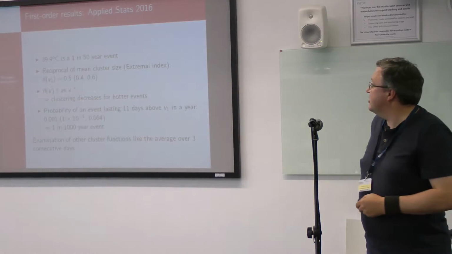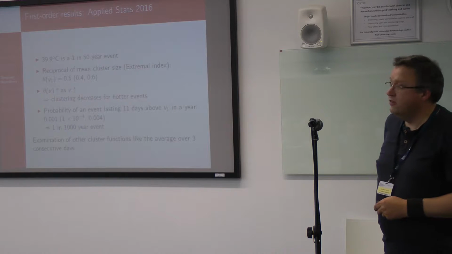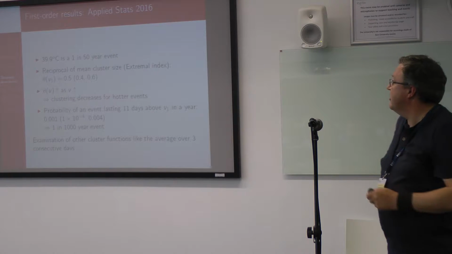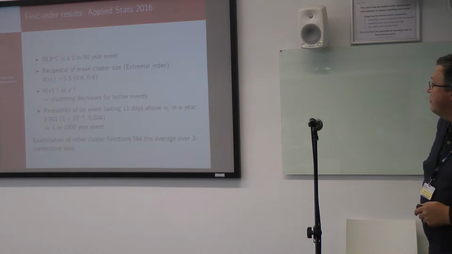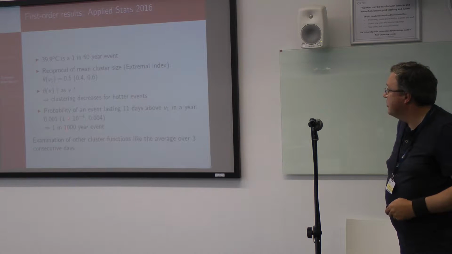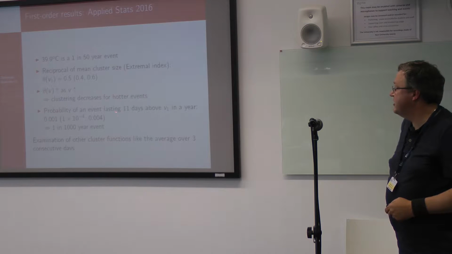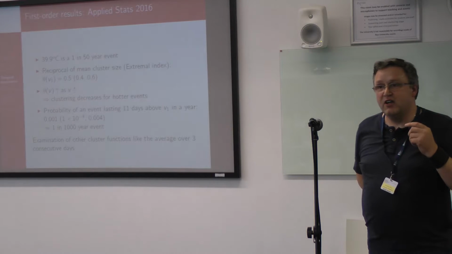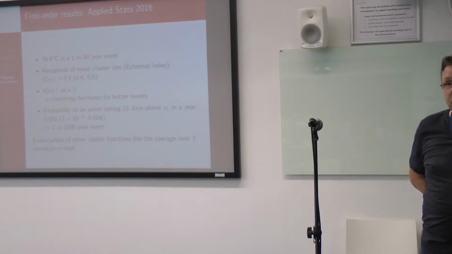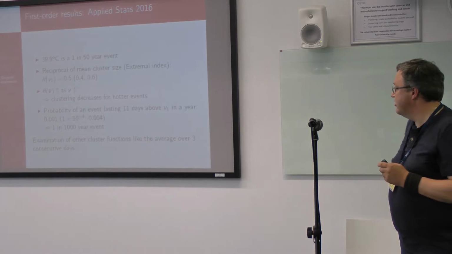If we do that, we get that the level that we got at this site was a 50-year level in terms of its peak, so not that particularly extreme. But I'll jump down to here. The probability of this event lasting 11 days was basically a 1 in 1,000-year event. So the feature of this event, which was particularly extreme, was its duration. It lasted an extremely long time.